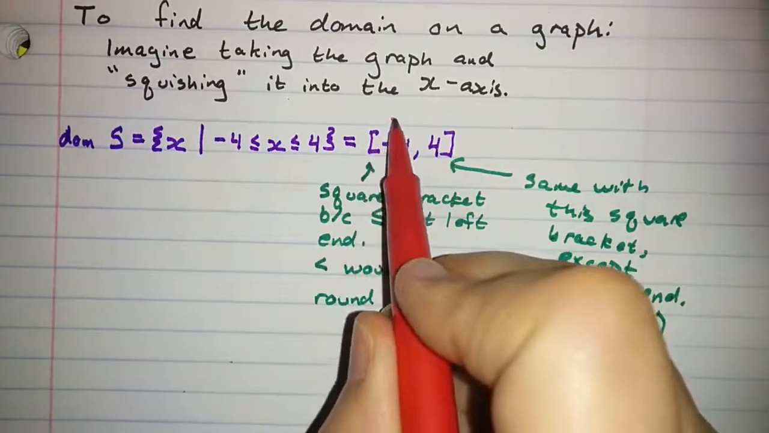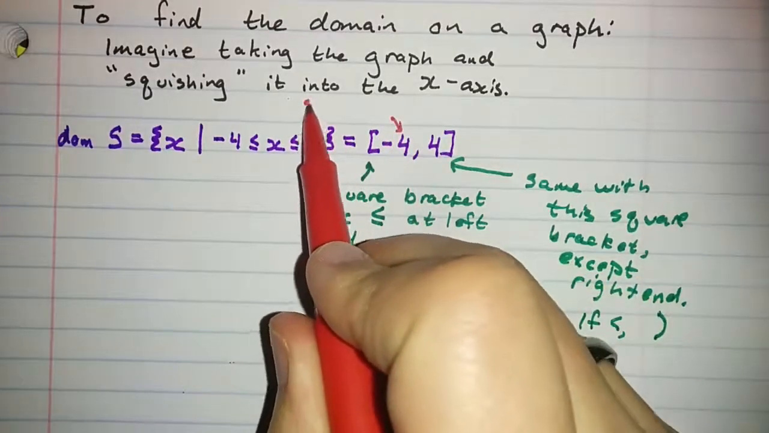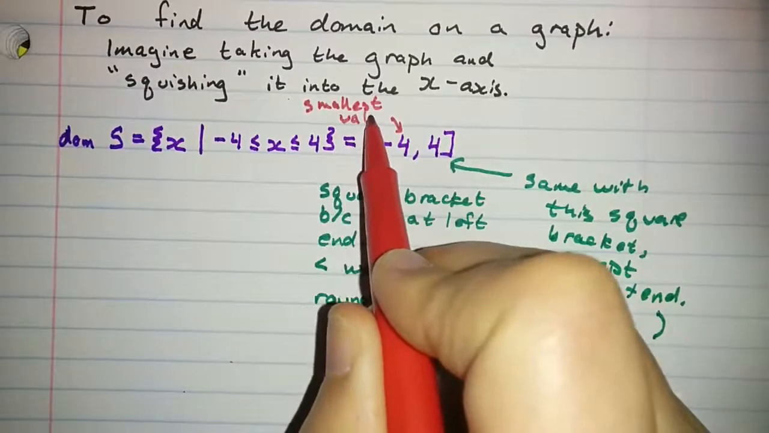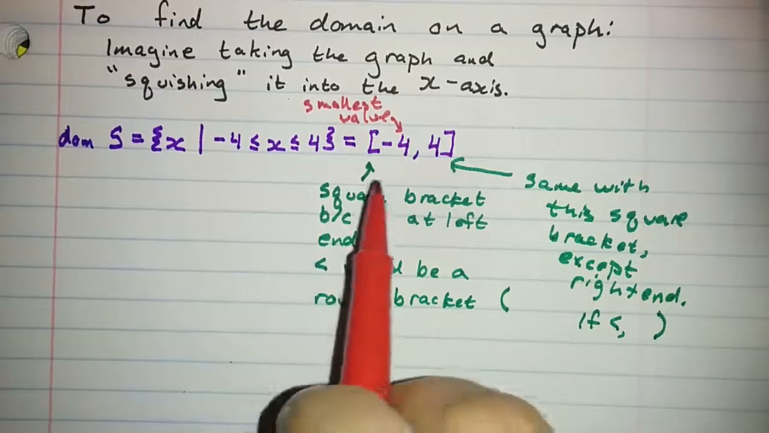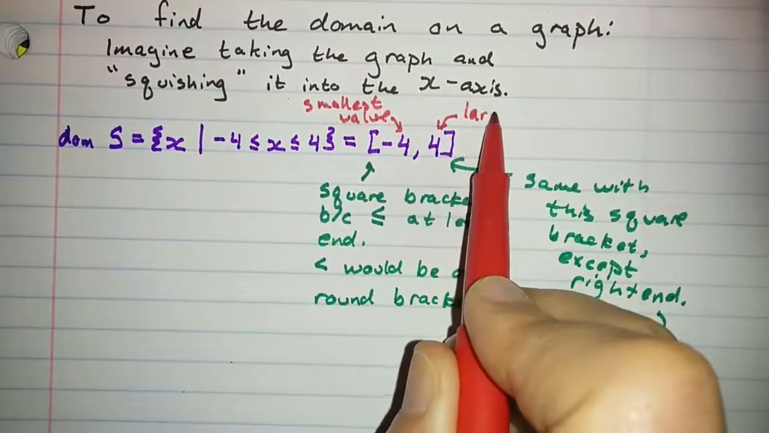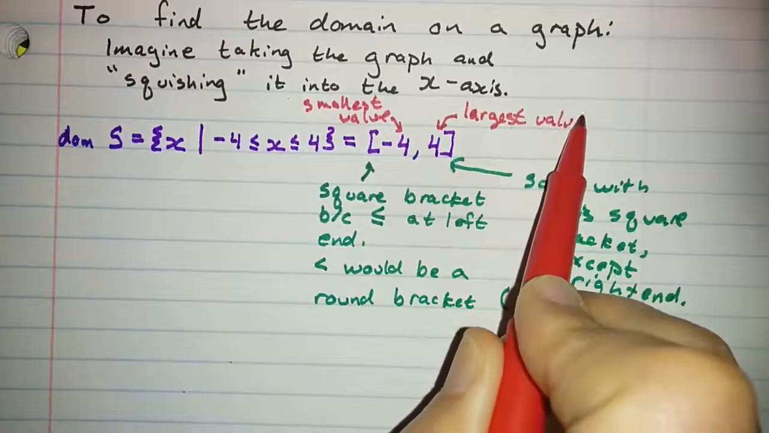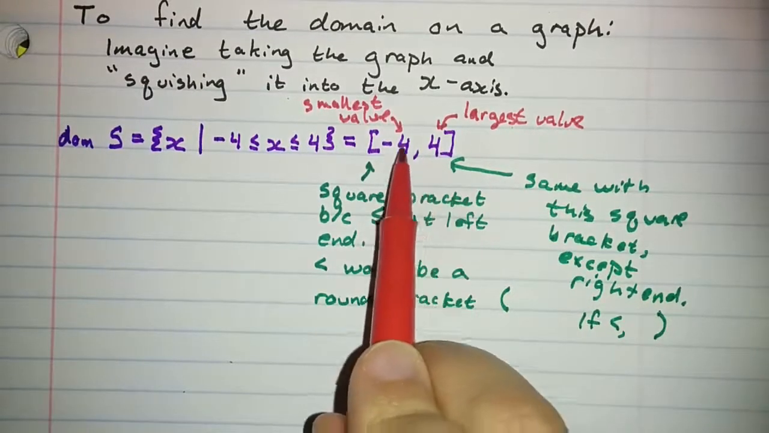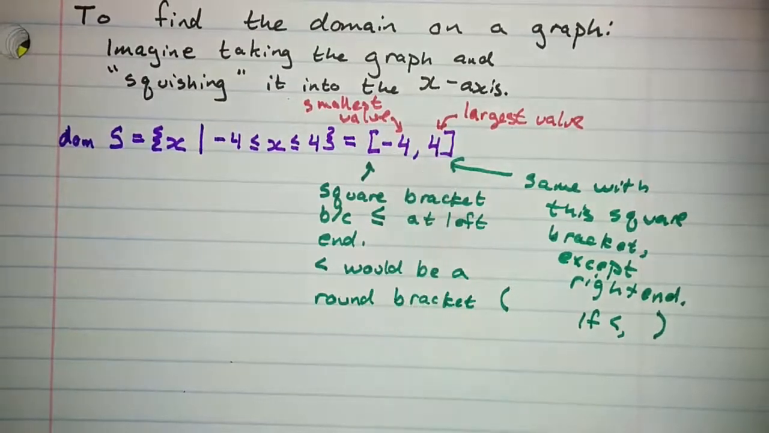What are these numbers? Well, this is the smallest value we want to describe, and this is the largest value. They have to be given in this order, smallest then largest. We'll talk a little bit more about interval notation in a later video. For now, let's take a look at another domain.